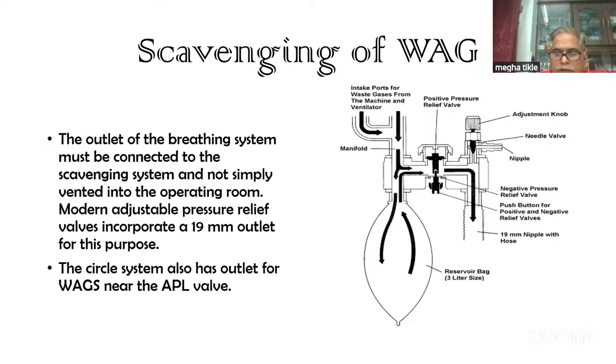The active gas scavenging is usually either vacuum based or fan based, so gases are actively controlled, and it has four or five important parts. One is the intake port for the waste gases from the machine and the ventilator. Then you have a reservoir valve. You have positive pressure and a negative pressure release valve. Adjustment valve for adjusting the suction pressure that is there to scavenge the gases so that there is no undue change in the pressure of the breathing systems.